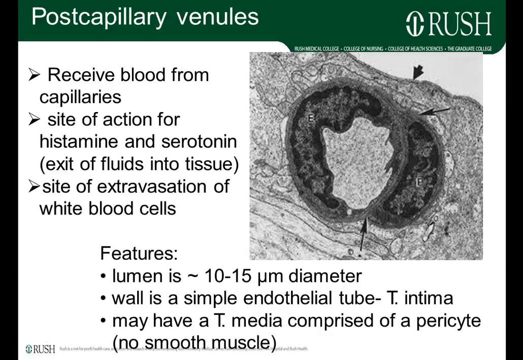So what do these things look like? Well, they have a lumen that's slightly larger than the typical capillary, maybe 10 to 15 micrometers. And like a capillary, they have a simple endothelial tube, basically just a tunica intima. Occasionally, like some capillaries, they may have a pericyte. You can see one here, but they never have any smooth muscle.